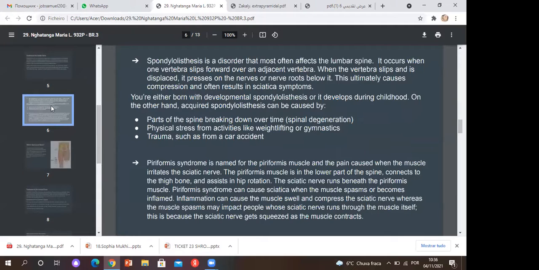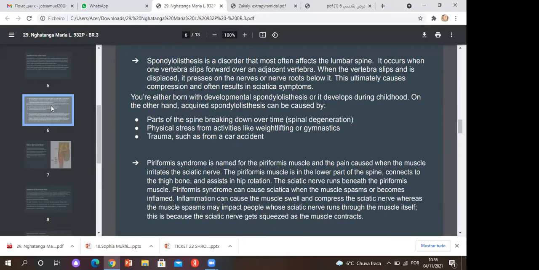And then we also have a syndrome called spondylolisthesis. This is a disorder that most often affects the lumbar spine. It occurs when one vertebra slips forward over an adjacent vertebra. When the vertebra slips and is displaced, it presses on the nerves or the nerve roots below. This ultimately causes compression and often results in sciatica symptoms.